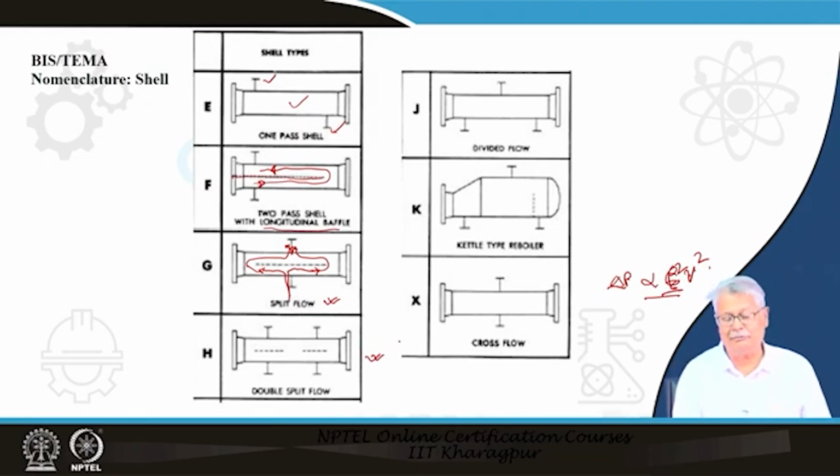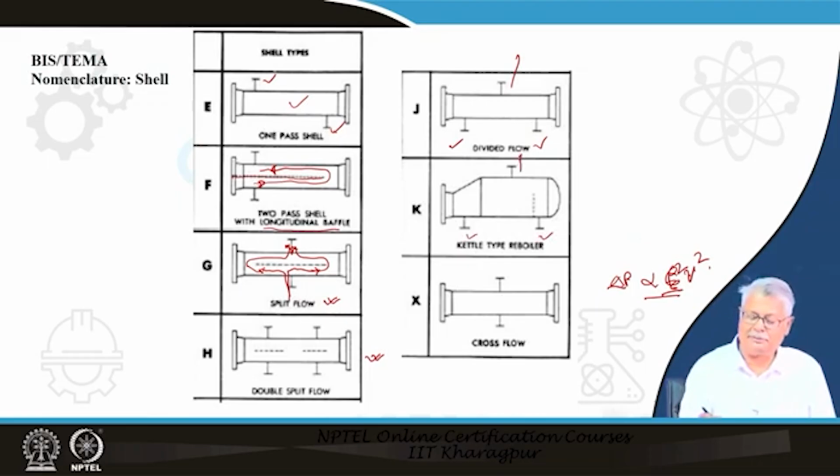You can have a divided flow as well. Divided flow is very often used when you have a liquid coming in here, a liquid coming in here, and a vapor leaving from the top. The same thing you can see in this kettle type of reboiler as well. The vapor leaves from the top, there are two liquid connections here.